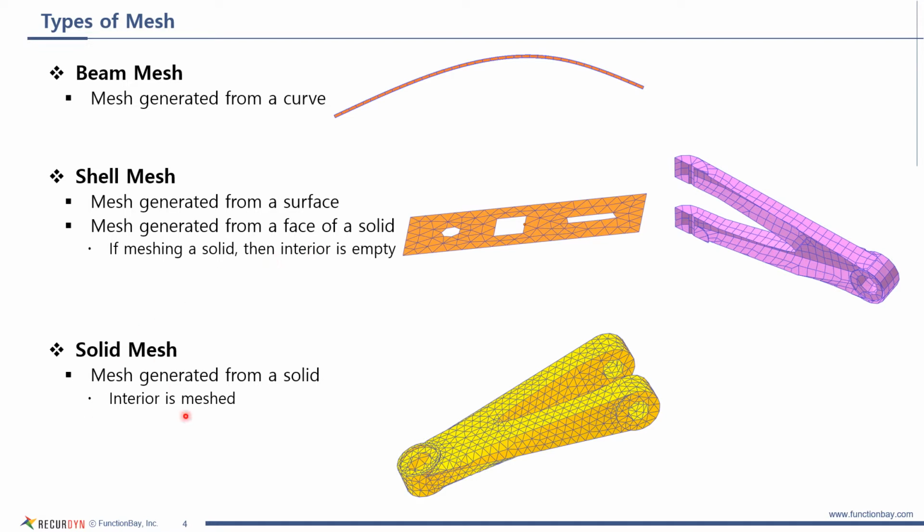Third, solid meshes. A solid mesh is a mesh that consists of 3D solid elements. Solid meshes fill the volumes of geometry with elements.